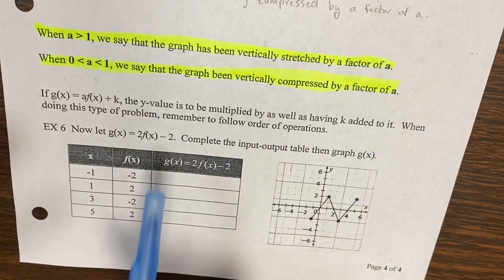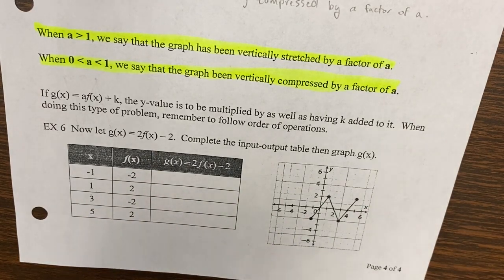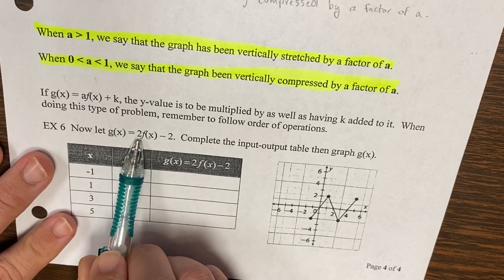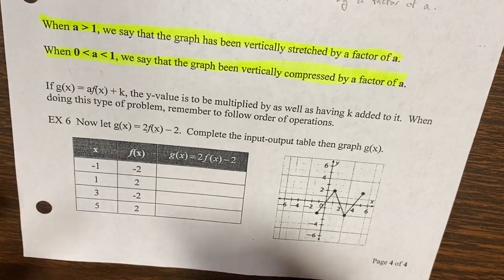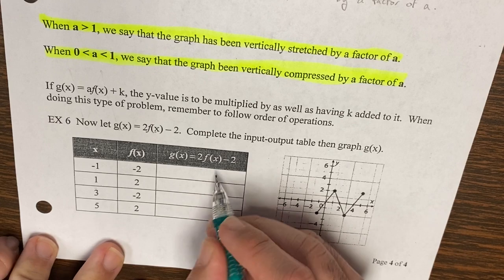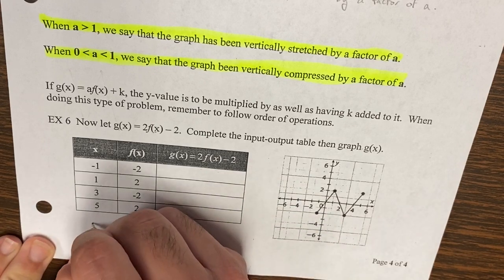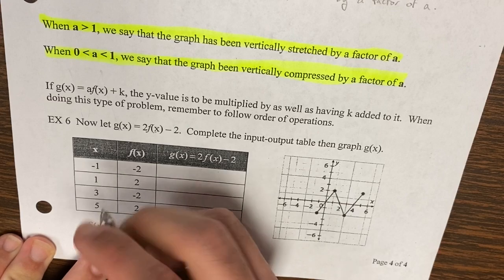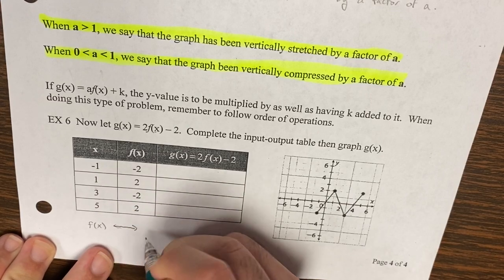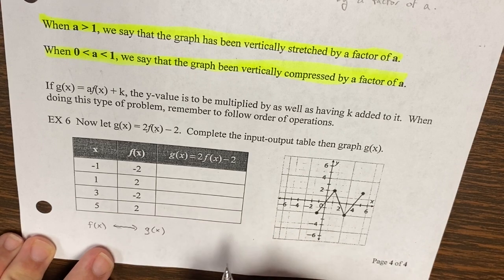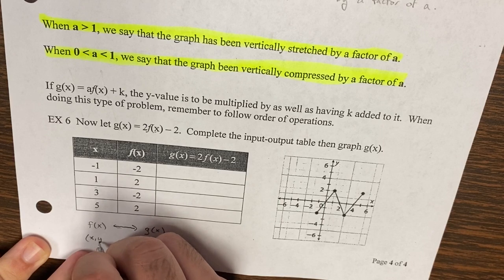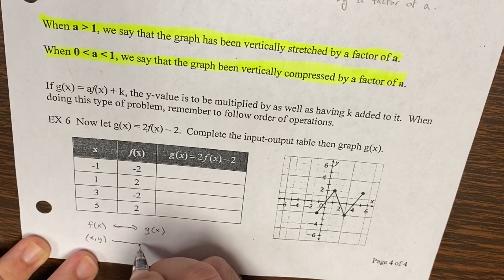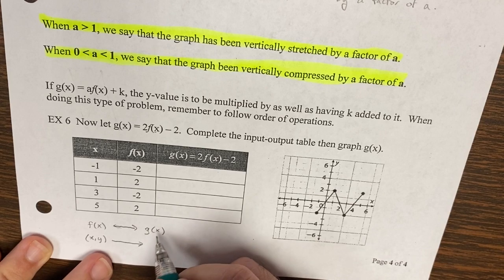All right, so let's do a problem where we have two things going on. Okay, we have this 2 multiplying f of x, and then we're also subtracting 2. All right, so what I like to do when you have multiple things going on, I like to write how to take points from f of x and transform them into g of x. Okay, so we're going to take original xy ordered pairs from f of x. And what does g do to those ordered pairs?